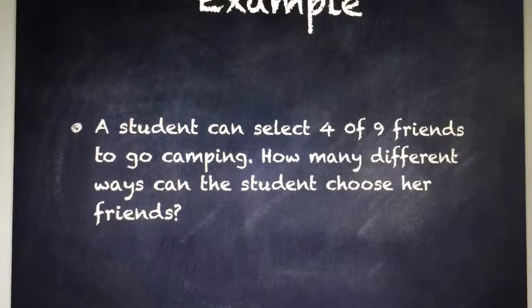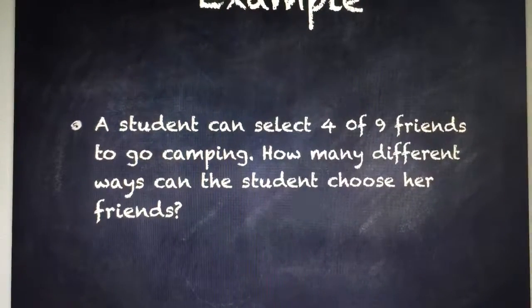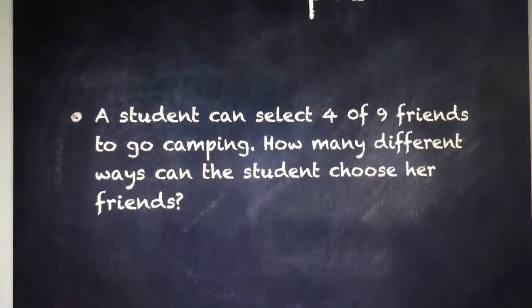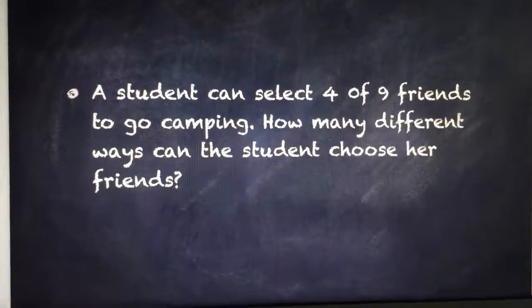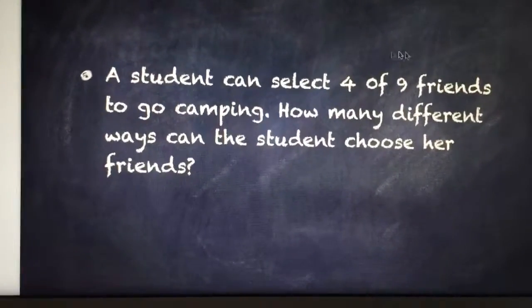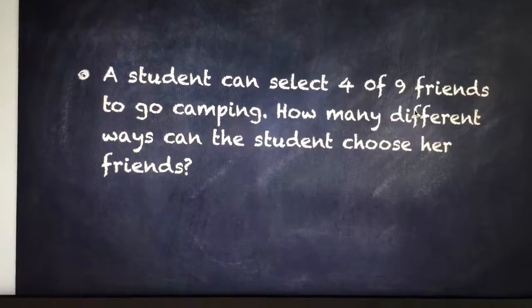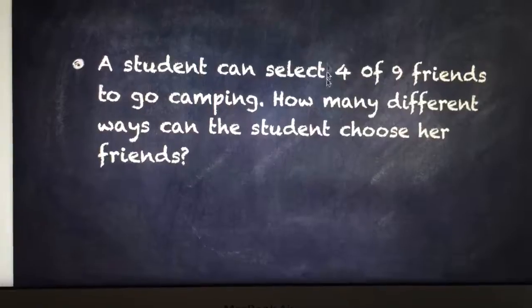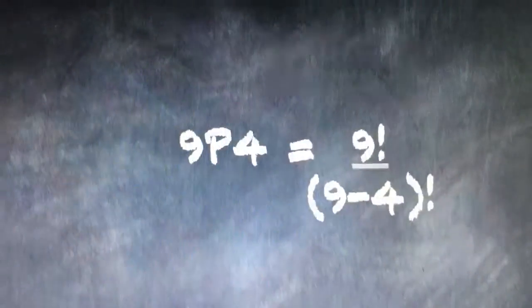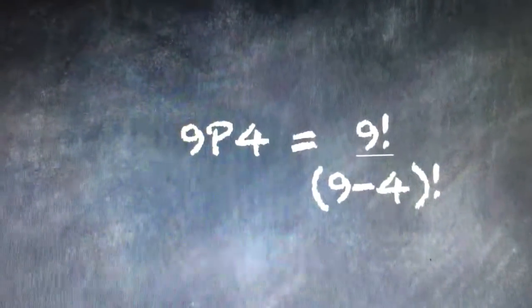For example, a student can select 4 of 9 friends to go camping. How many different ways can the student choose her friends? According to our formula, we have a total of 9, which is our n, and the total amount at a time we are selecting, which is r, which is 4. With our given numbers, we plug them into our formula.